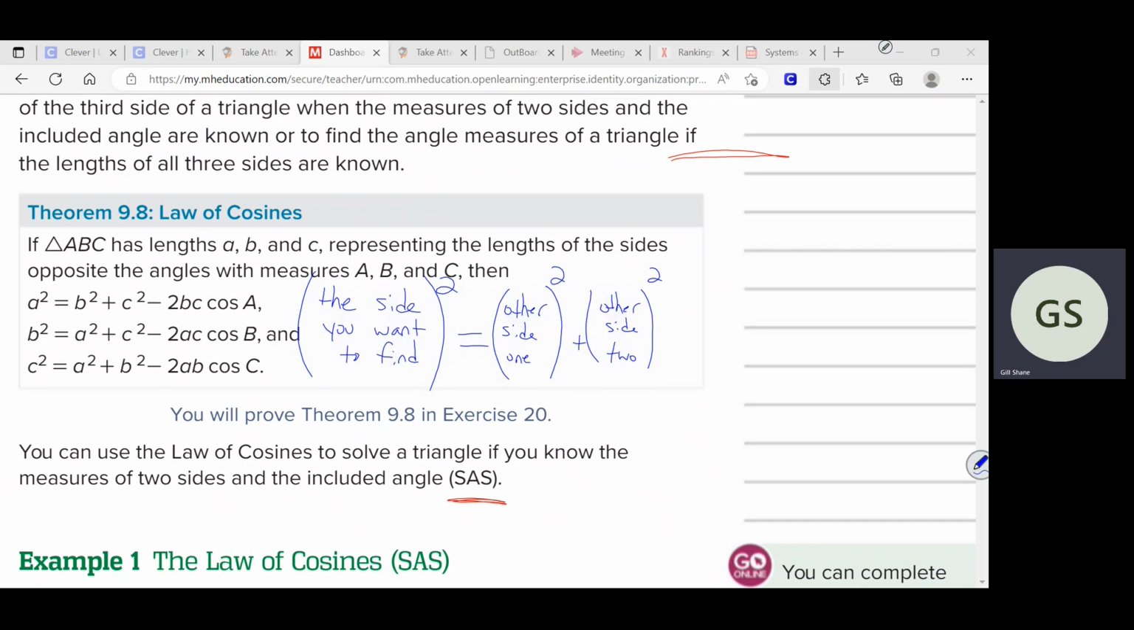Now we're going to subtract from that. We do just need the number 2 in there. Actually, we can put that in parentheses too. So that, and we're multiplying times other side 1. And then that times other side 2.